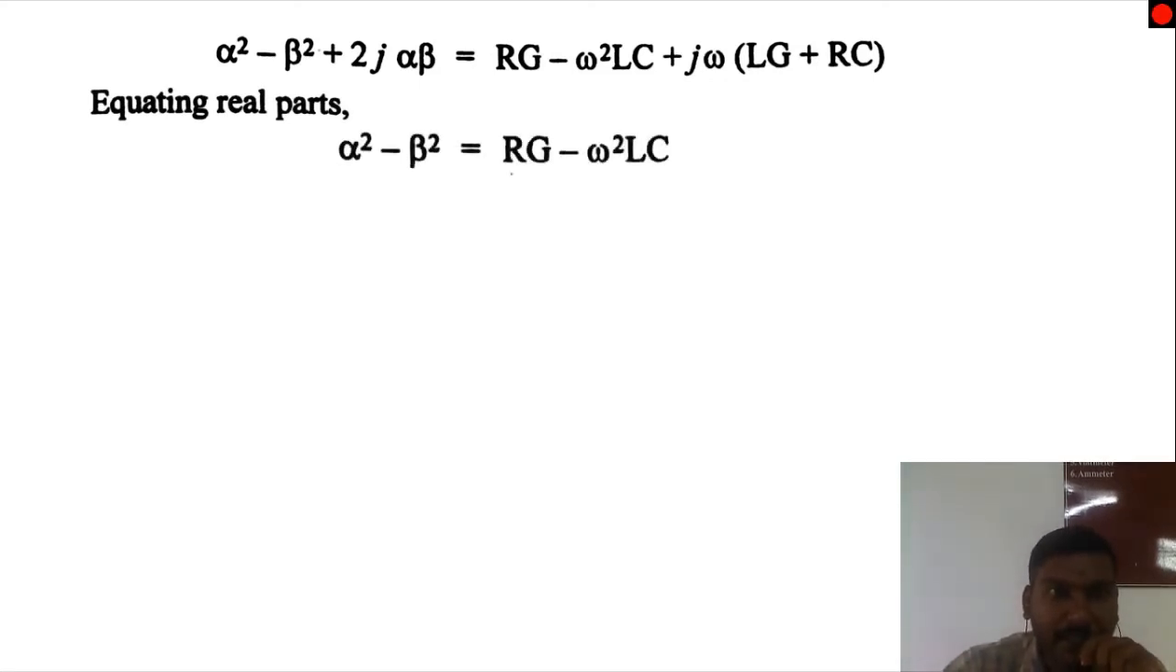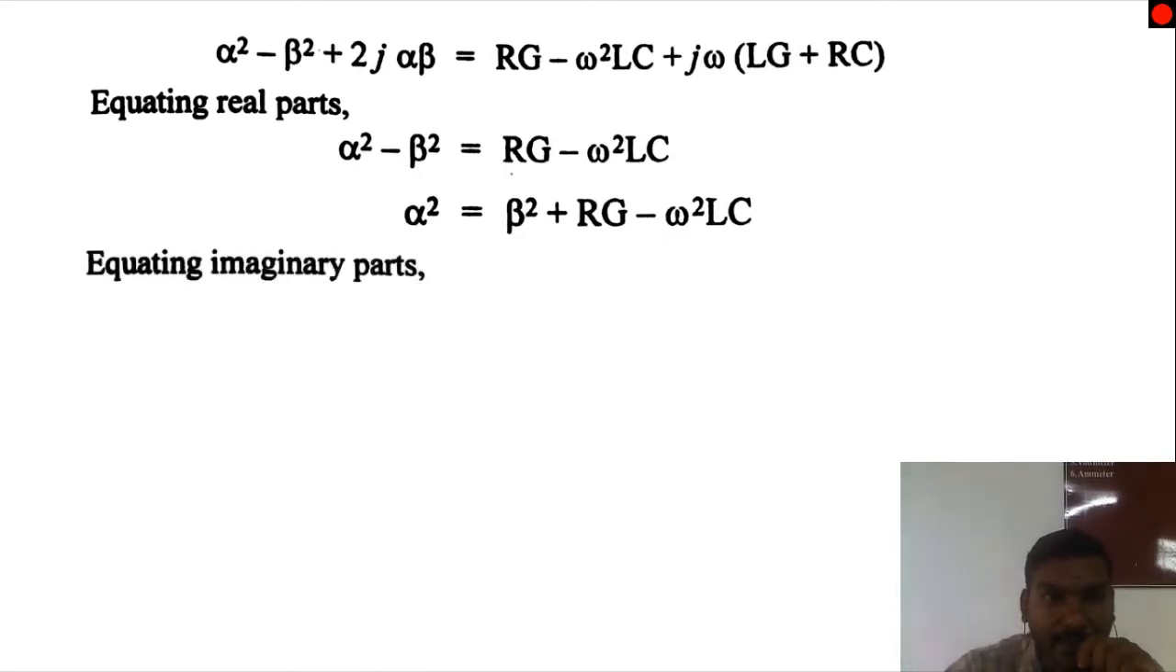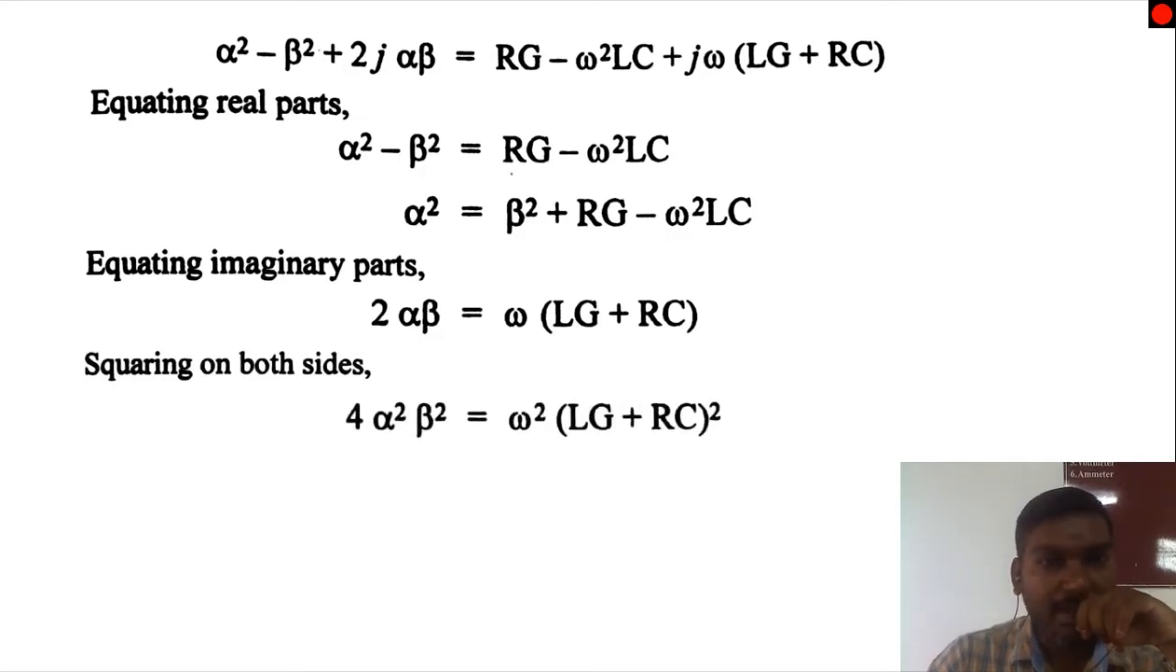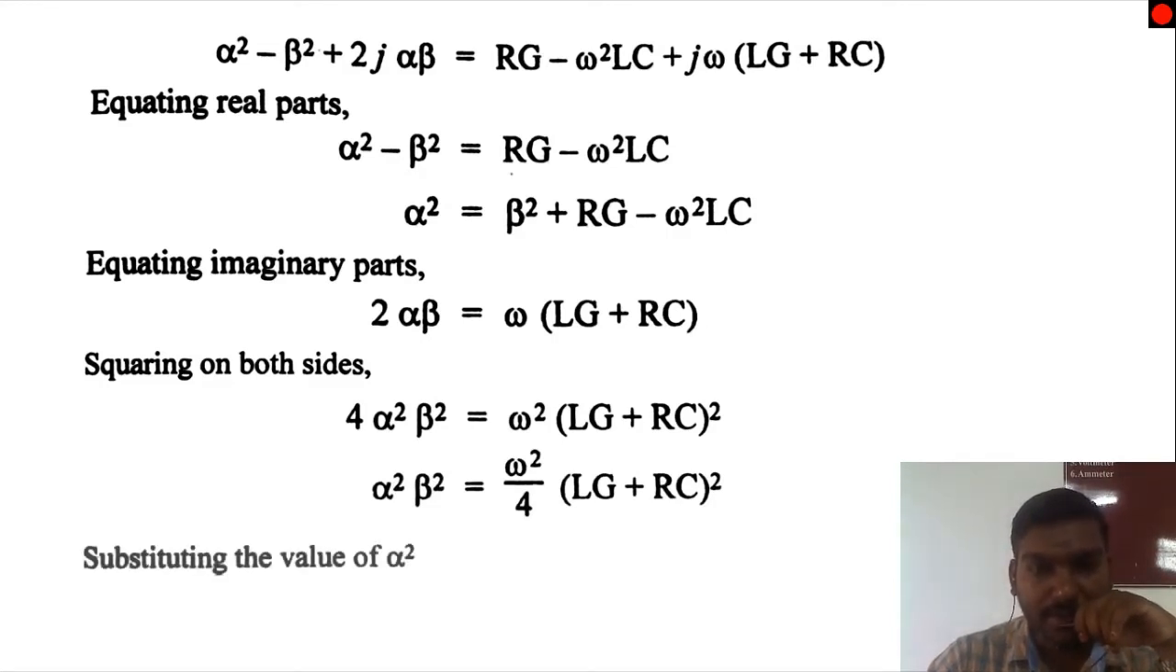If we equate the real parts, left hand side alpha square minus beta square, right hand side RG minus omega square LC. Beta square goes to the right hand side as plus beta square, so alpha square is equal to beta square plus RG minus omega square LC. Now take the imaginary part: 2 alpha beta is equal to omega into (LG plus RC), and I have to square it. 4 alpha square beta square is equal to omega square (LG plus RC) whole square, and we need the value of beta square only, so just read the equation.